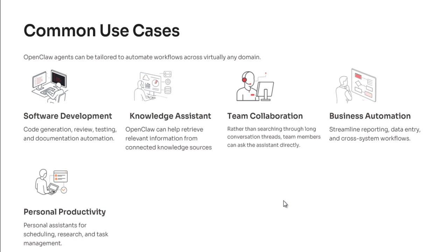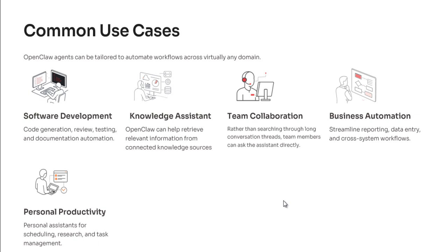The next use case is team collaboration. Teams frequently communicate using messaging platforms such as Slack, Discord, or Microsoft Teams. OpenClaw can assist by helping team members retrieve project information, summarize discussion, answer common questions, share updates, access shared knowledge. Rather than searching through long conversation threads, team members can ask the assistant directly. So this is one of the very important use cases of OpenClaw.